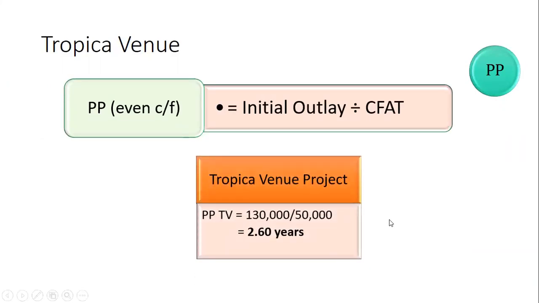As for Tropical Venue, just now it is an annuity case, so we directly take the IO, initial outlay, divided by cash flow after tax. So 130,000 divided by 50,000, we get the answer 2.6 years. However, in your answer, please make sure you keep at least 2 decimal places. So in this case, we have to write 2.60 years.